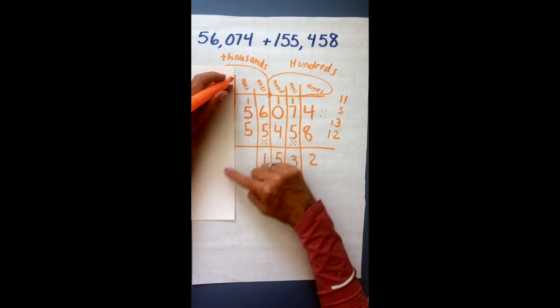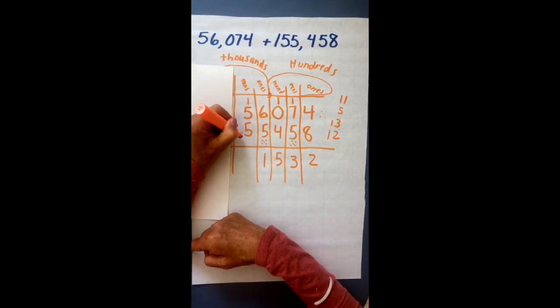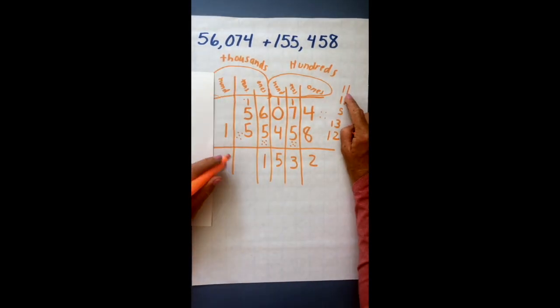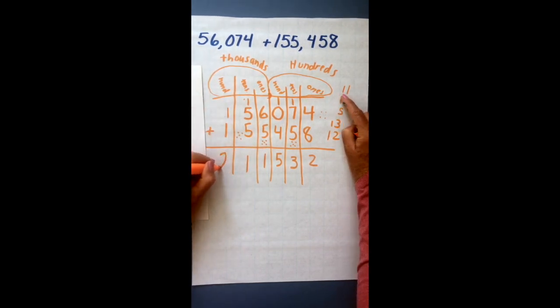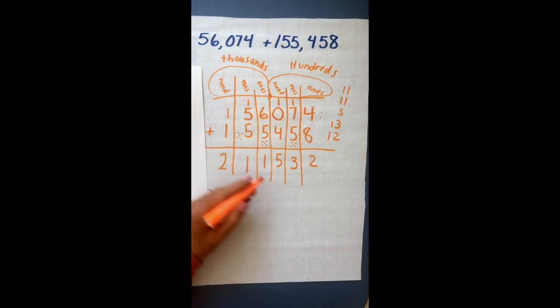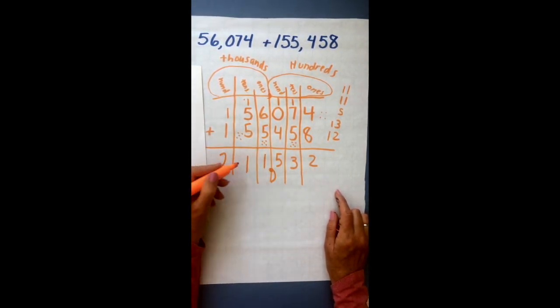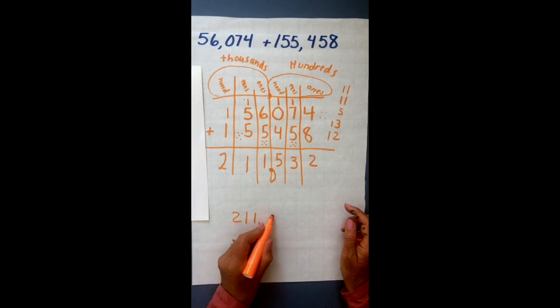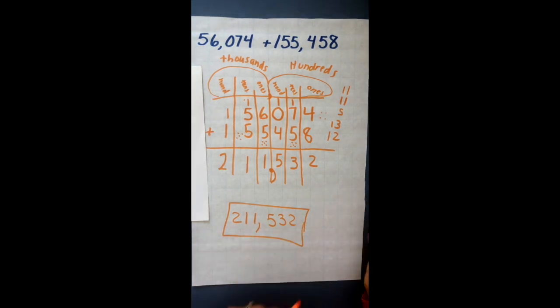Now I'm going to count the ten-thousands place. 5, 6, 7, 8, 9, 10, 11. So it's 11 again. 11 is my favorite number. The ones place goes down, the tens place goes up, and then I add the hundred-thousands place. Now I put my comma, 1, 2, 3, comma, 1, 2, 3. So the answer is 211,532. I hope that helps.